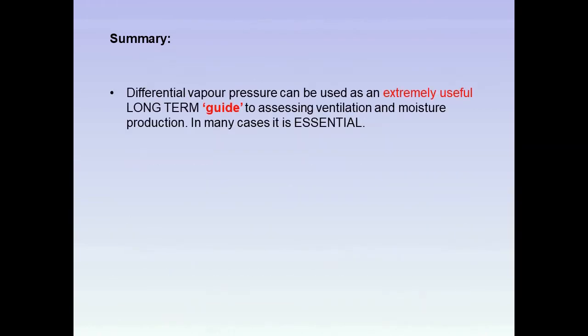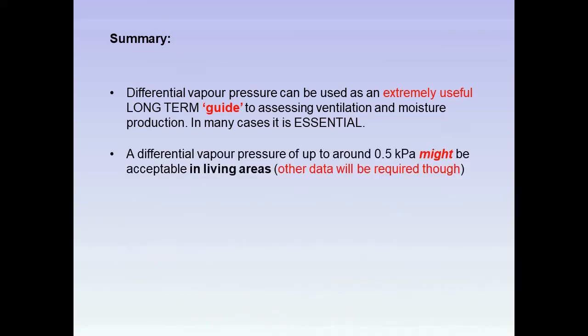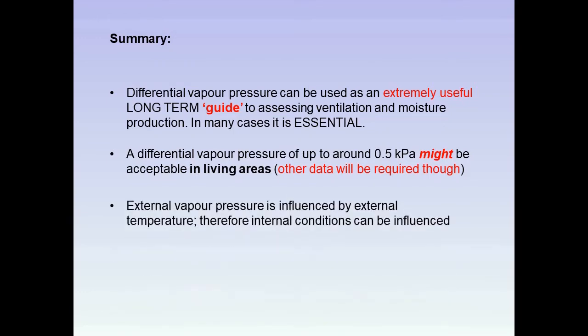So then, to summarise, differential vapour pressure can be used as an extremely useful long-term guide to assessing ventilation and moisture production, and in many cases it is essential. A differential vapour pressure of up to around 0.5 kilopascals might be acceptable in living areas. Other data, of course, might be required. External vapour pressure is influenced by external temperature, and therefore internal conditions can be influenced.